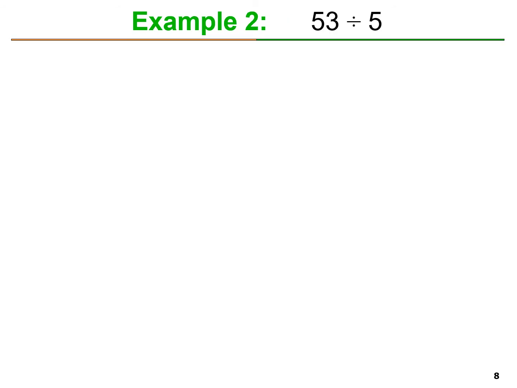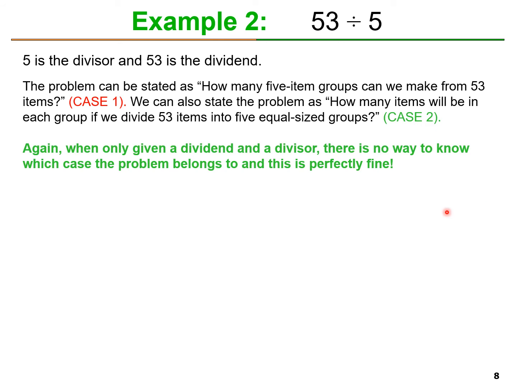Example 2, let's divide 53 by 5. 5 is the divisor and 53 is the dividend. The problem can be stated as how many 5-item groups can we make from 53 items? That's case 1. We can also state the problem as how many items will be in each group if we divide 53 total items into 5 equal-sized groups. That's case 2. Again, when only given a dividend and a divisor, there is no way to know which case the problem belongs to. And again, this is perfectly fine.